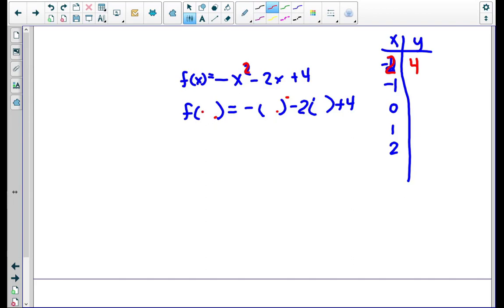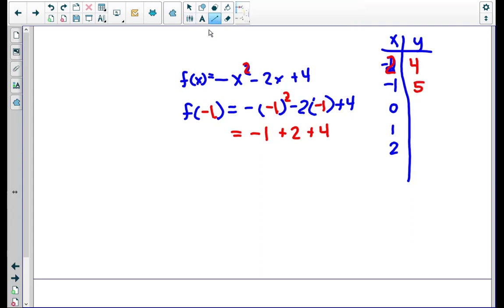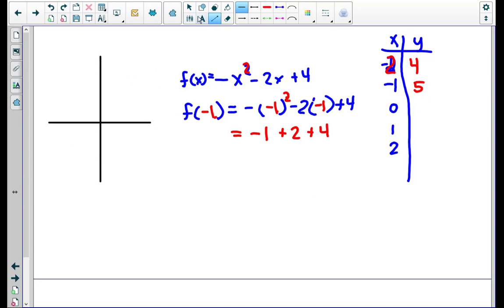Okay, now we're going to do negative 1. Don't forget the squared, by the way. So f of negative 1 equals negative 1 squared, which is 1, times minus 1, which is minus 1. Negative 2 times negative 1 is plus 2, and plus 4. So I think you can see that that's going to be 5. Then you keep going like this, and eventually the shape will take form when you plot all your points.